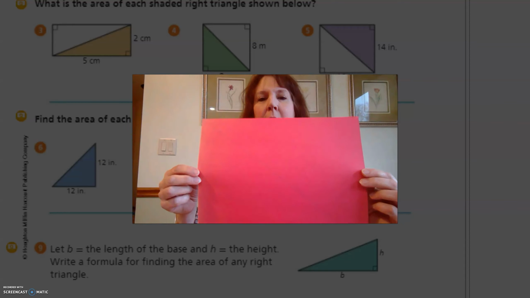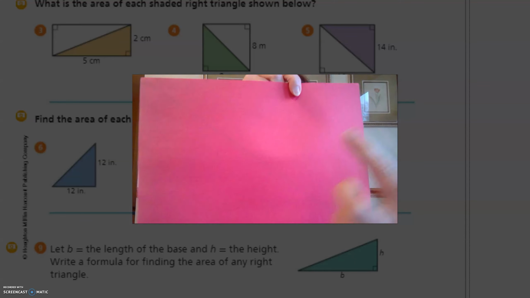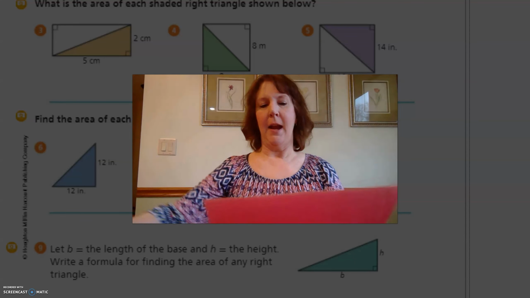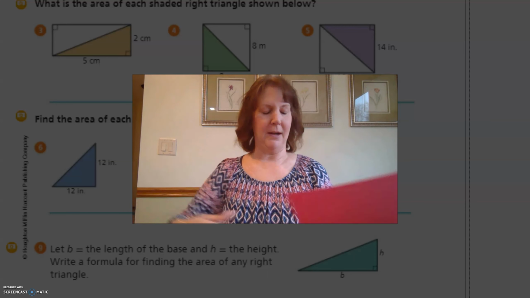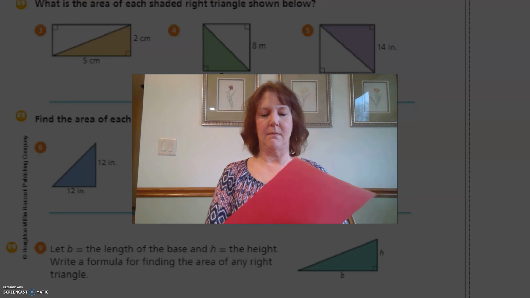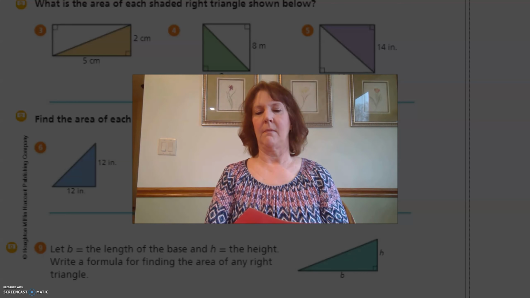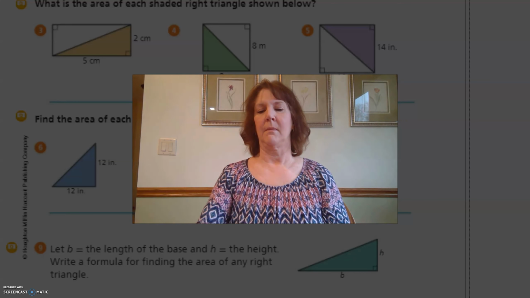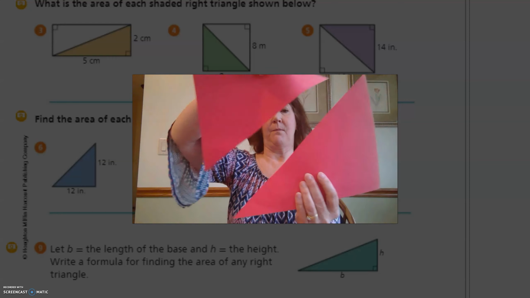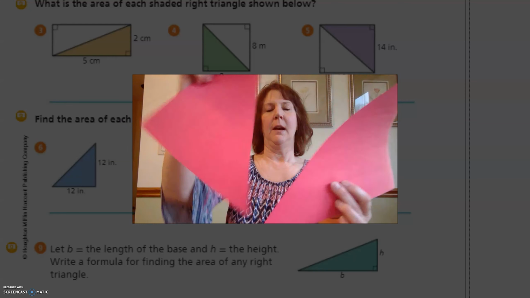So I have drawn, you probably can't see it very well, but I have drawn a diagonal line from corner all the way down to corner. And I'm going to cut along that diagonal line. Okay, so look what we have here. This was my original. Cut it in half.